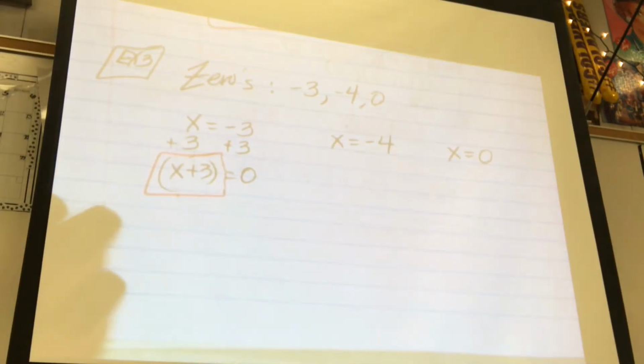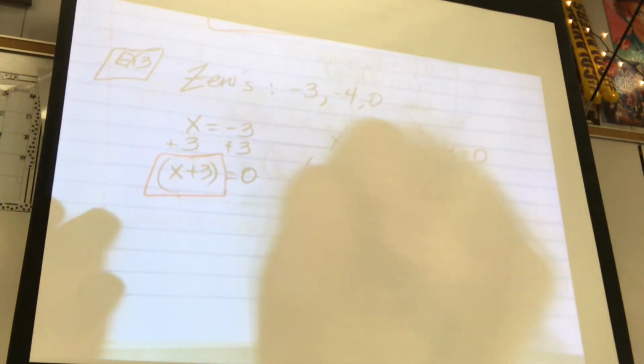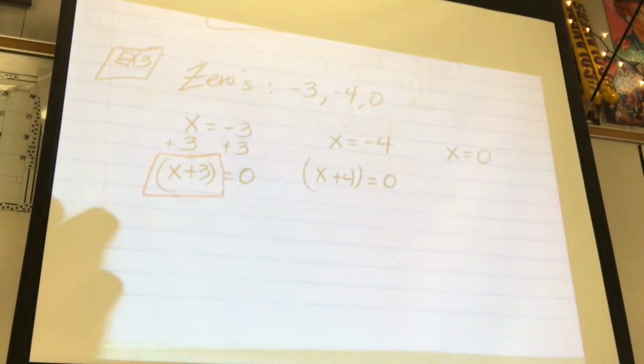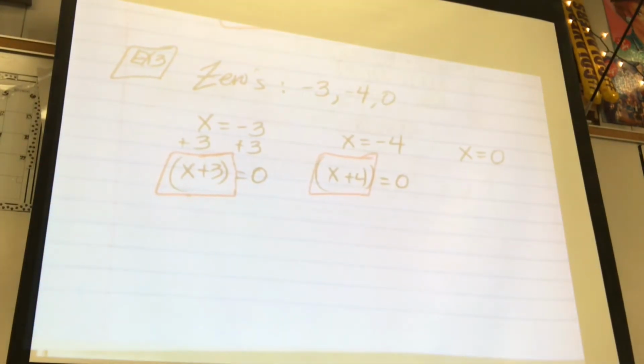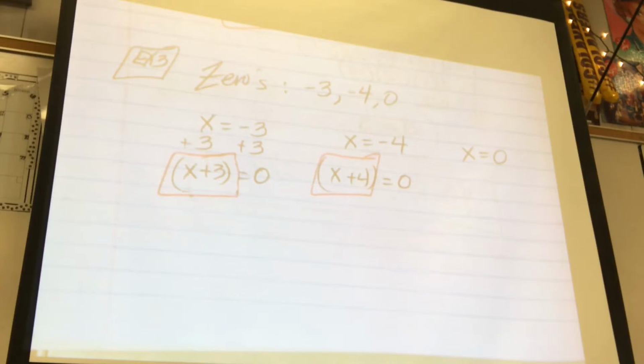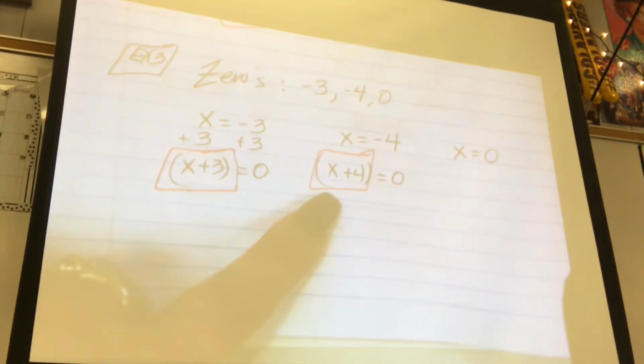You with me? Okay. Jashawn, what do I do for x equals -4? Yep. Because now it says x plus 4 equals 0. So my binomial is x plus 4. Because it says it equals 0, I'm ready. It's a zero already.